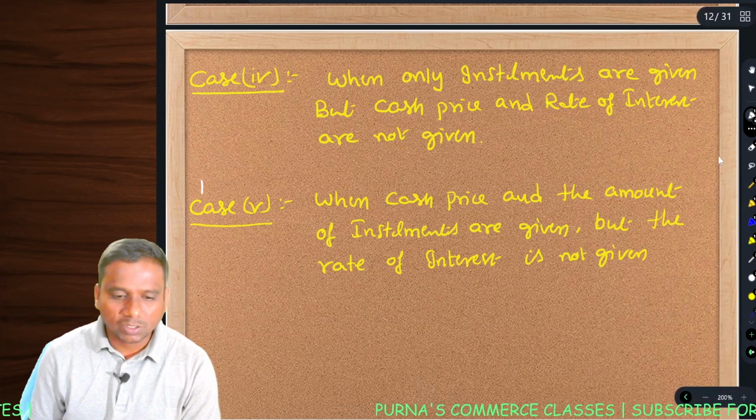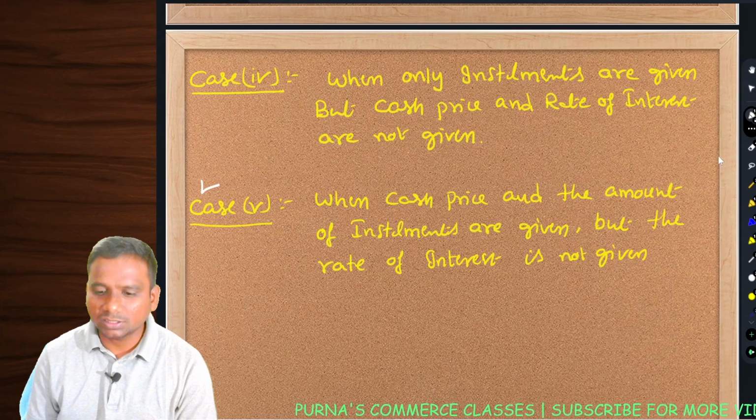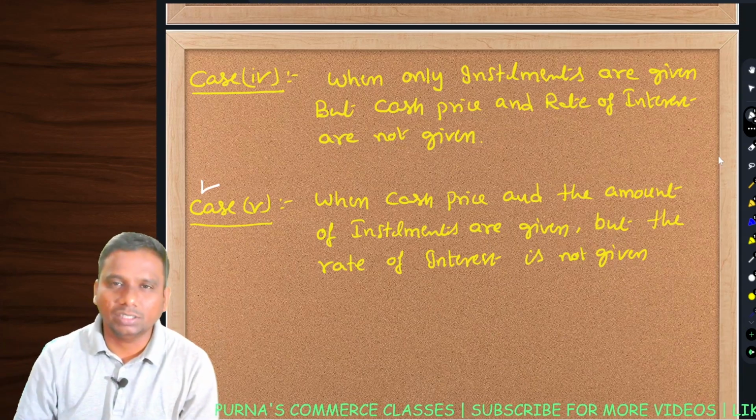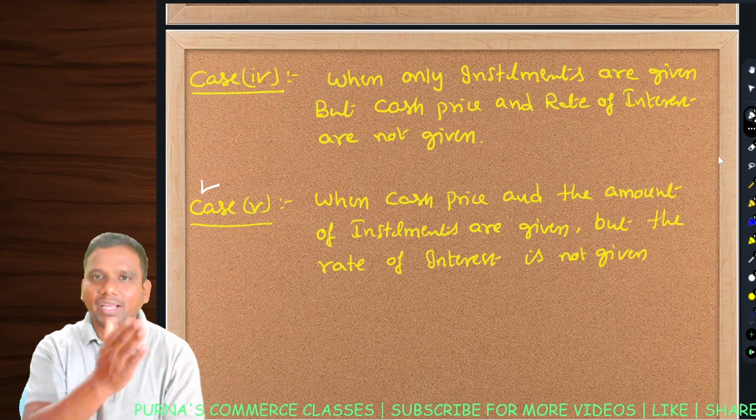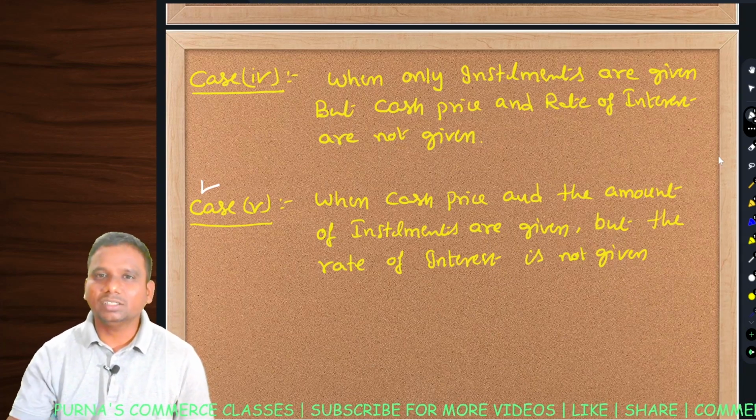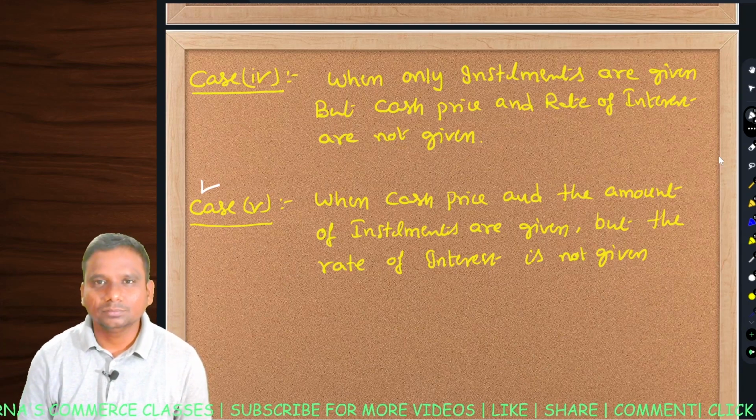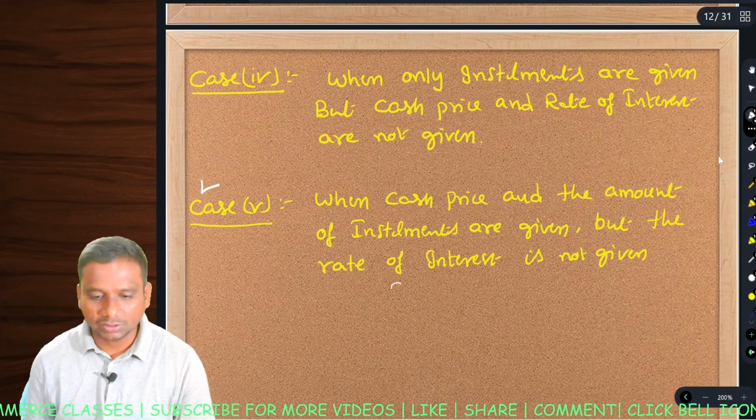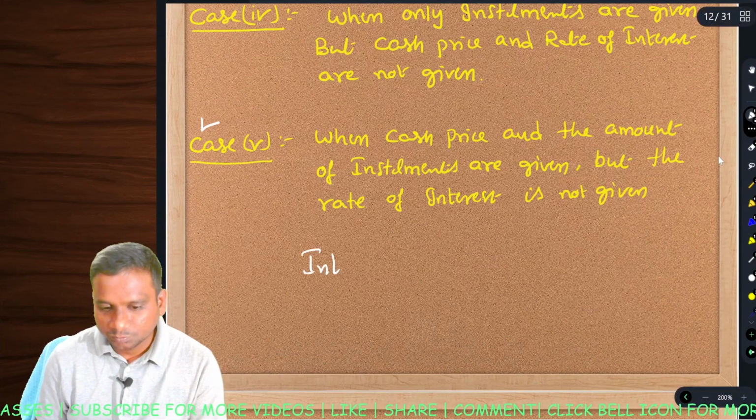And at the same time, case 5. Sometimes cash price and the amount of installments are given, but rate of interest is not given. Cash price, yes, okay, we can write the first entry. Down payment we can write, but interest, it is not possible. Installment, yes, they have given. Depreciation, yes, we can calculate, but here the only factor missing is interest. So now tell me, what is the formula for this?